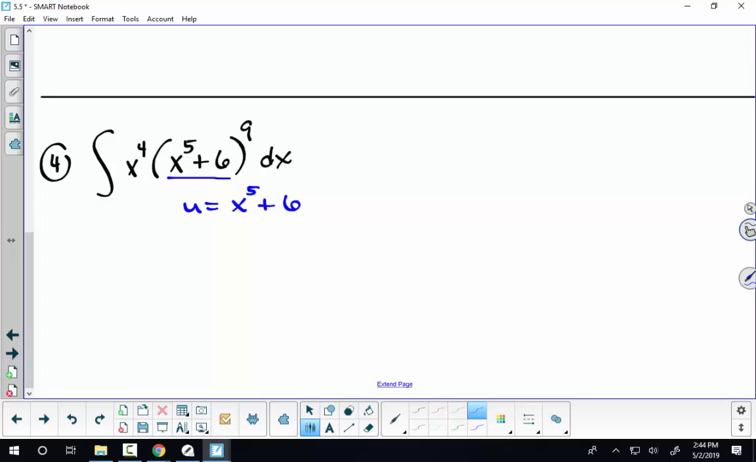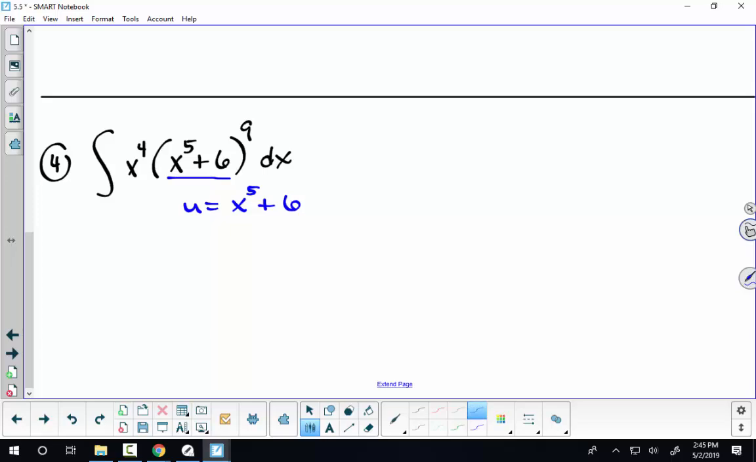I'm thinking about, well, the derivative of x to the 5th plus 6 is 5x to the 4th. But I just have an x to the 4th. So we might initially think that that's not the correct substitution because the derivative of the inner function x to the 5th plus 6 isn't sitting here. But if your derivative is off by a constant, then there's no issue with that because we can handle the constant the same way we handled the dx, just by moving it to the other side.